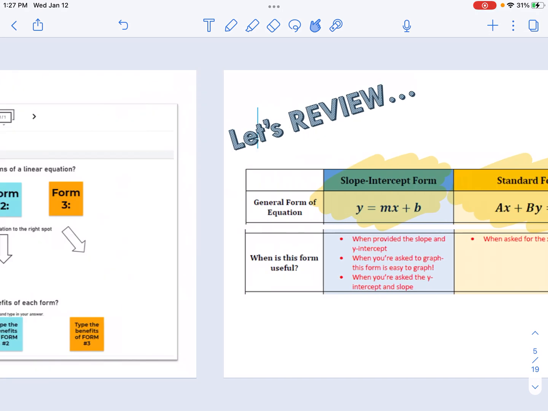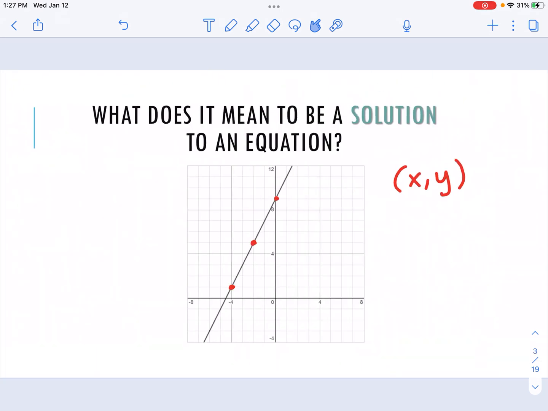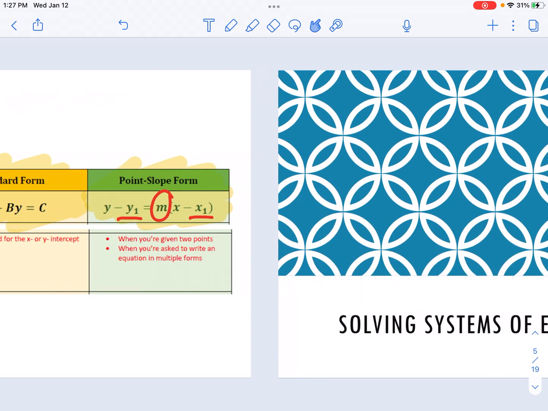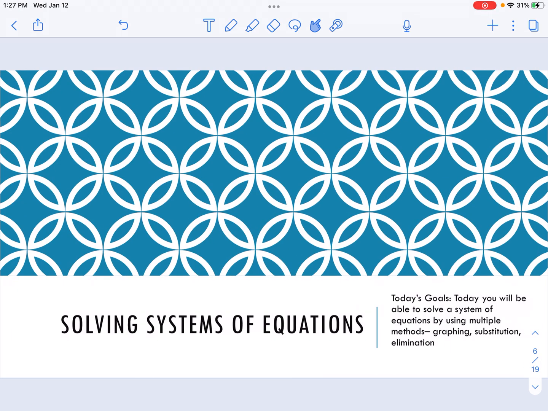So we're going to be utilizing these two major features. We're utilizing what we know about solutions to an equation today, and we're taking everything from our last unit in terms of the different forms of a linear function, and applying it to today's lesson on solving systems of equations. This is a pretty meaty lesson, so at any point during this video, if you need to, pause the video, rewind it, or take a break. But let's get started.